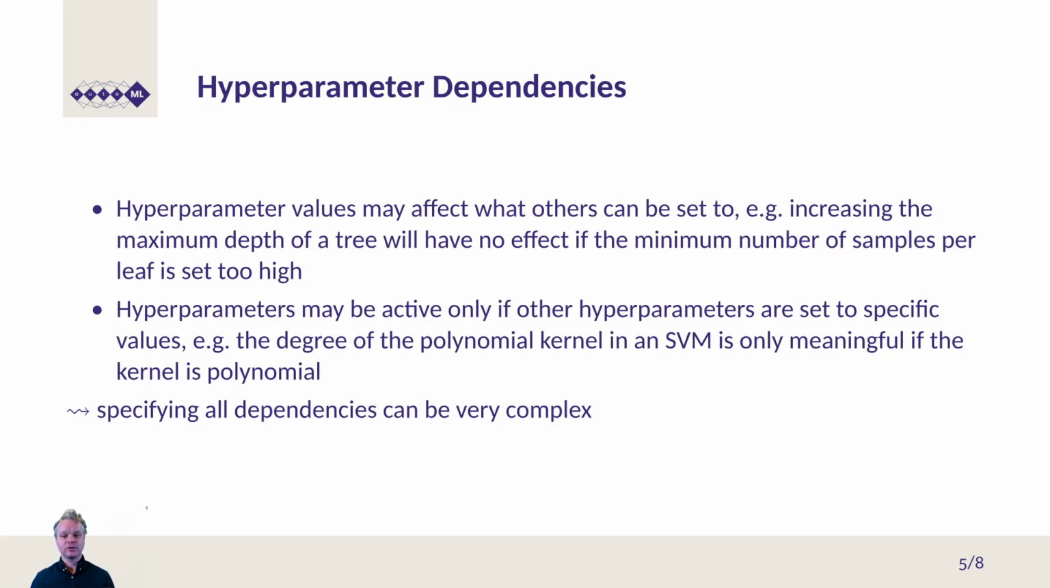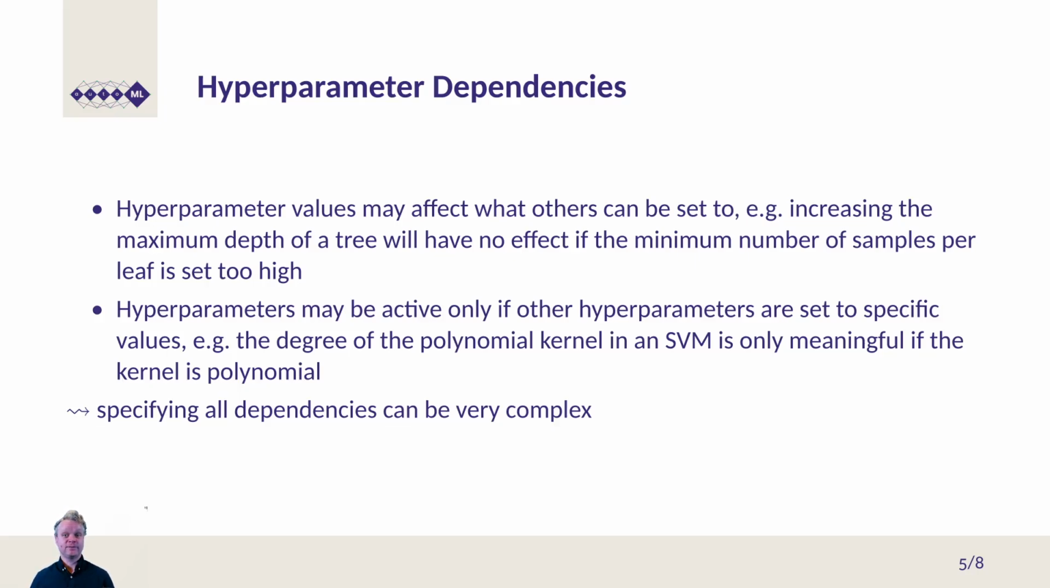So the classic example here would be that the degree of the polynomial kernel in a support vector machine is obviously only meaningful if the kernel is indeed said to be a polynomial kernel and not another type of kernel, and there are other examples of this as well. So specifying all of these dependencies can be very complex, in particular because this is not necessarily obvious. This is something that you need at least a little bit of expertise for.